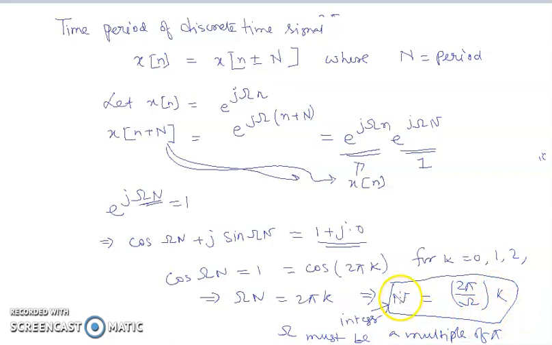So capital N must be an integer because it is a time period, the number of samples after which the discrete time signal is repeating, so it should be an integer. Since pi is not an integer, omega must be in the form of a multiple of pi, so that pi can be cancelled out and we get an integer value for N. So omega must be a multiple of pi.